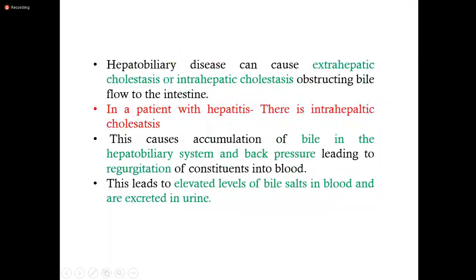So in hepatobiliary disease, what happens? There could be intrahepatic or extrahepatic cholestasis that obstruct the biliary flow to the intestine, common biliary flow. Right? So, this patient, what is the problem? This patient is having acute hepatitis, having intrahepatic cholestasis mainly.